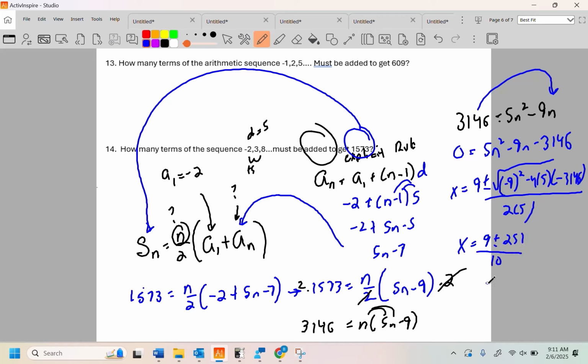If you do the 9 plus, you get 260. 260 over 10 is 26. That's your end value. The other one's negative, because you'd have 242 over 10. That's negative 242 over 10, which is -24.2, which doesn't make sense because this is the position of the number. It doesn't make sense for there to be a -24.2 position. So 14 was pretty rough. It's got some Algebra 1 in it, quadratic formula.